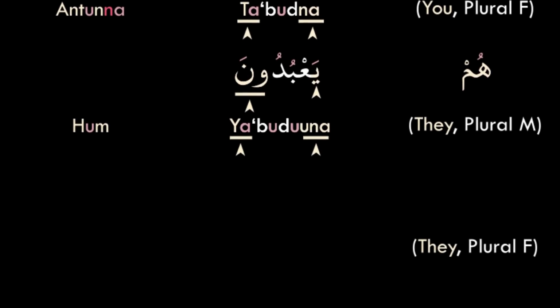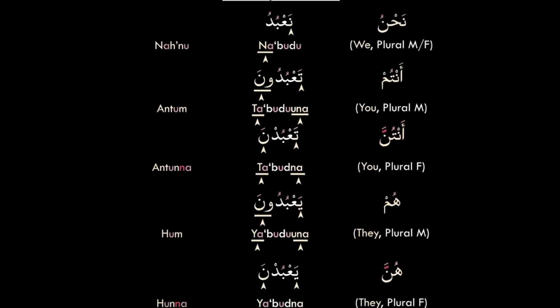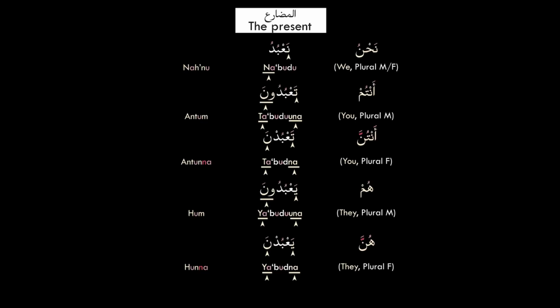For female, it is hunna, and we say hunna ya'budna. We add ya in the first to indicate that I talk about them, and nun in the end to indicate that they are a group of women. This way of conjugating in present tense, al-mudari', is not limited only to this verb, but to any other Arabic verb. Let's make some remarks.